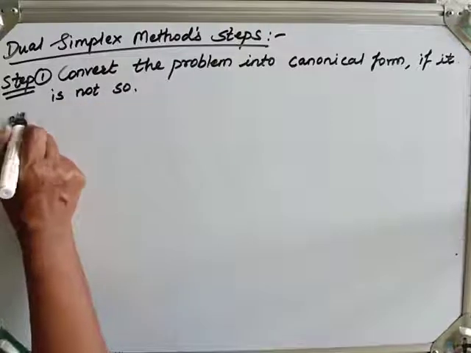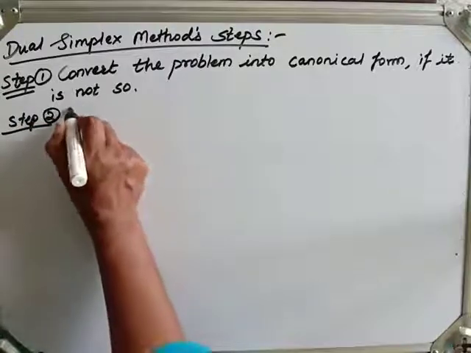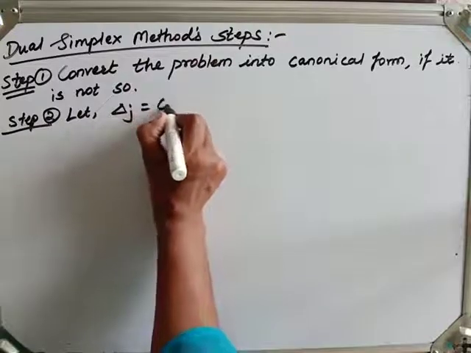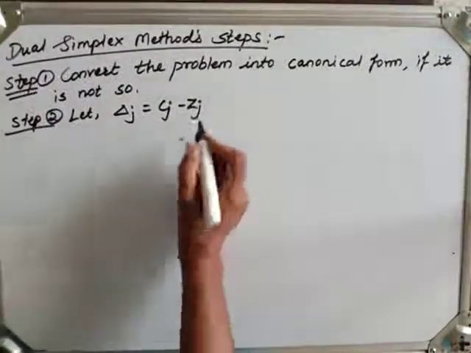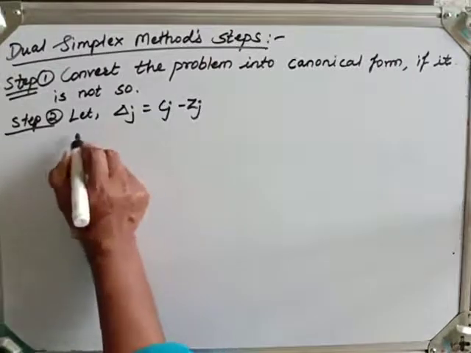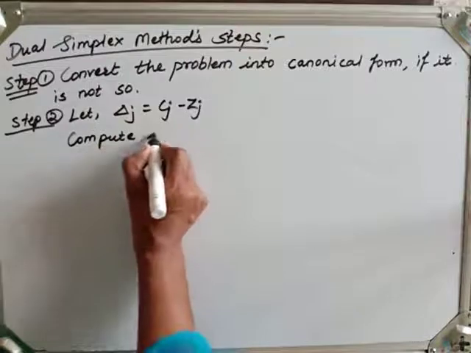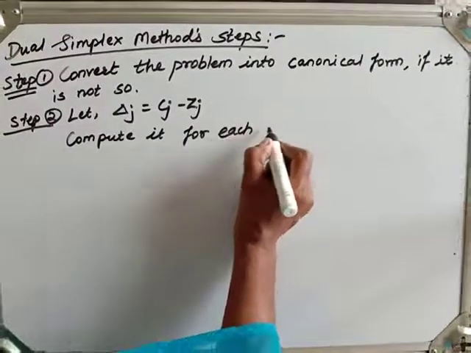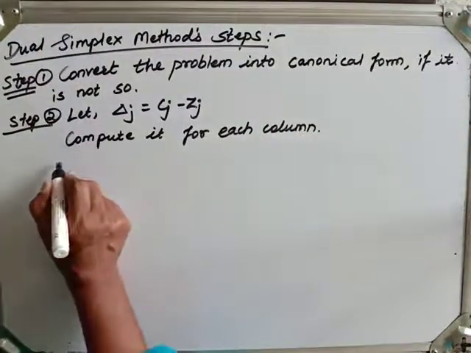Now in step 2 we have to consider del j. Del j is Cj minus Zj. We are habituated to finding Zj minus Cj, but here we have to find del j, that is Cj minus Zj. Then compute it for each column, just like in our simplex method.